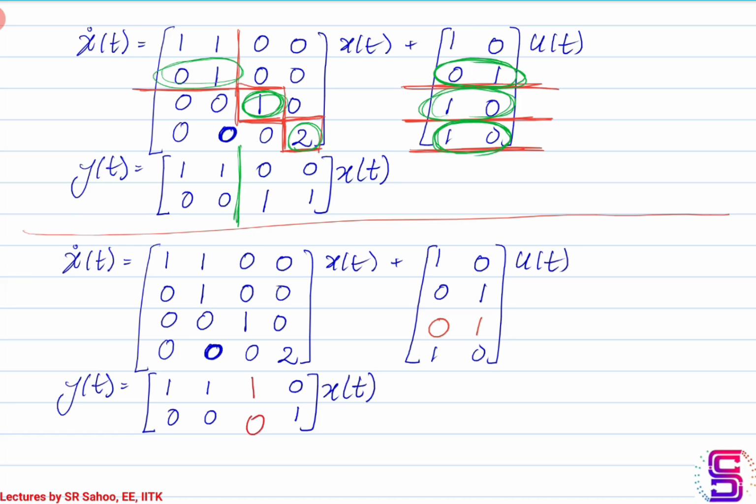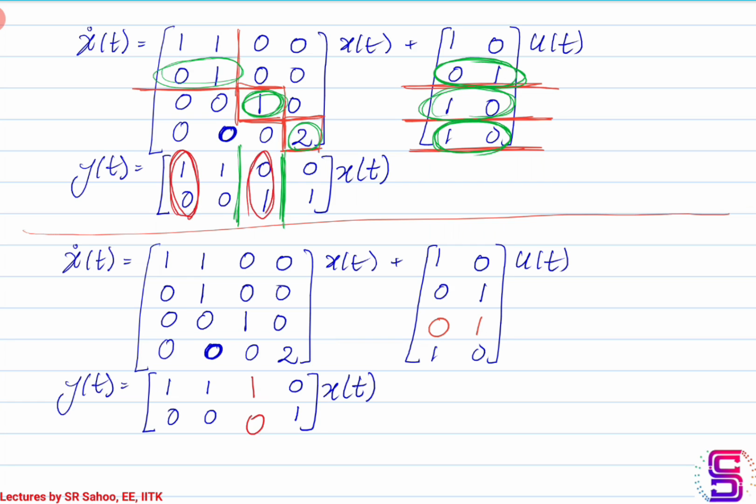If you check for observability, what one can do is again partition the C matrix corresponding to the Jordan block 1. This is the second partition for the Jordan block 1, and then you have the one for the Jordan block 2. Now check the first column. The first column corresponding to the first Jordan block of 1 is 1 0. The first column for the second Jordan block is 0 1, and these two columns are linearly independent.